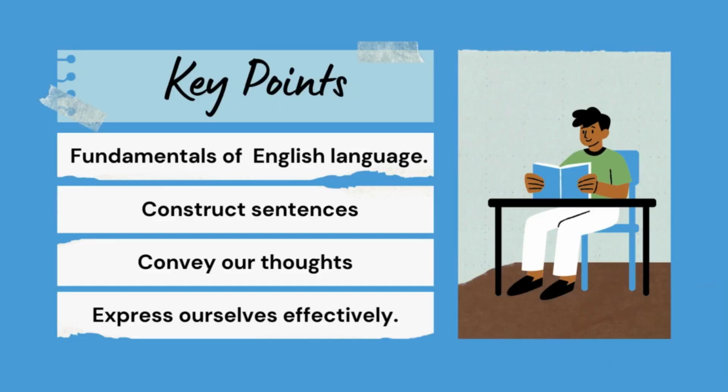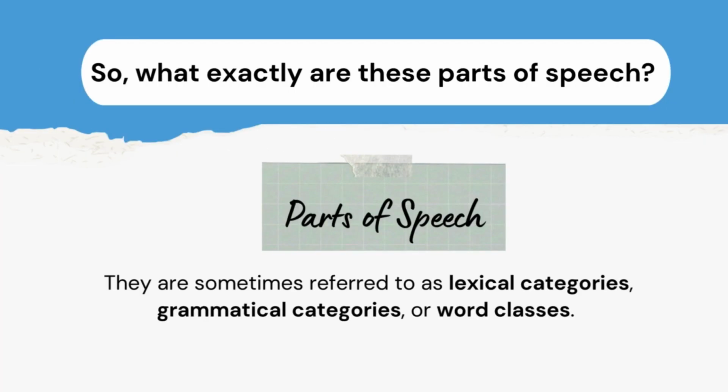Just like the building blocks of a sturdy house, the parts of speech are the fundamental elements that comprise the English language. They help us construct sentences, convey our thoughts, and express ourselves effectively. So, what exactly are these parts of speech? Well, they are categories that classify words according to their roles and functions in a sentence. They are sometimes referred to as lexical categories, grammatical categories, or word classes.